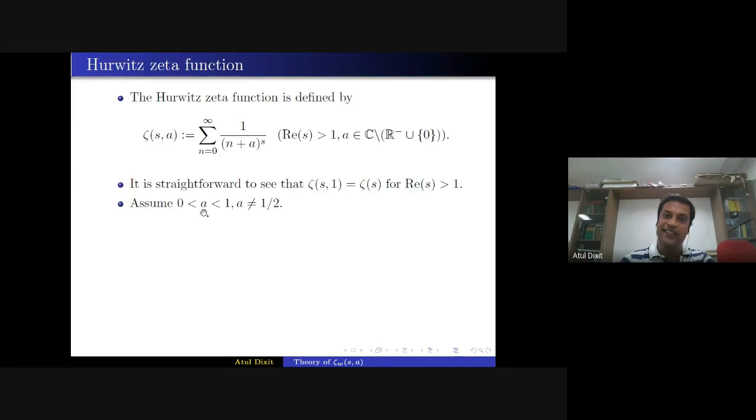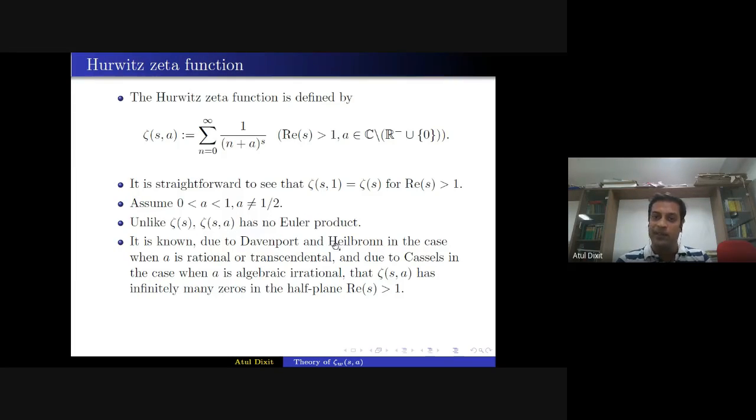Let me assume that a is strictly between 0 and 1, and a is not equal to 1/2. The reason I am omitting a equal to 1 and a equal to 1/2 is because in those special cases, the Hurwitz zeta function reduces essentially to the Riemann zeta function. So then there is no new object. What we did going from the Riemann zeta function to Hurwitz zeta function is just a translation of n by a. But that actually destroys many of the properties that Riemann zeta function satisfies. For example, unlike the Riemann zeta function, zeta of s comma a has no Euler product.